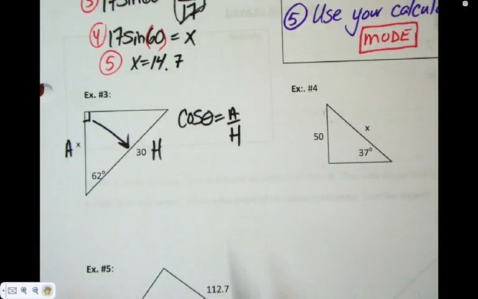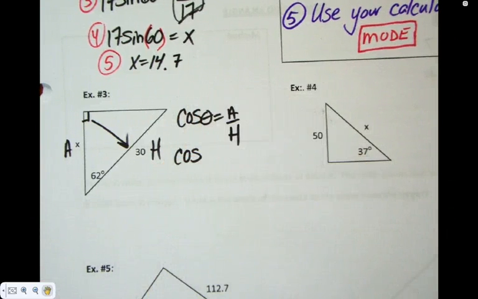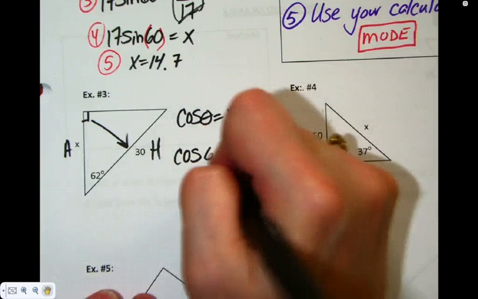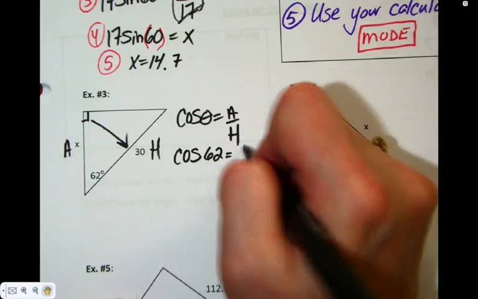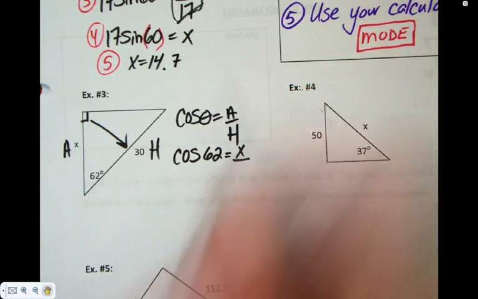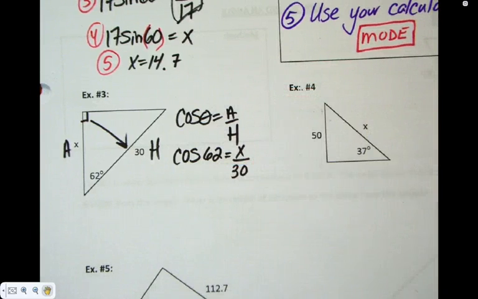Step number 3, we're going to substitute in. What's the given angle in the question? What do we have where we labeled A? What do we have where we labeled H? There's step number 3.